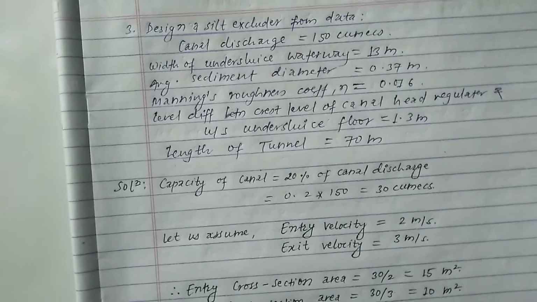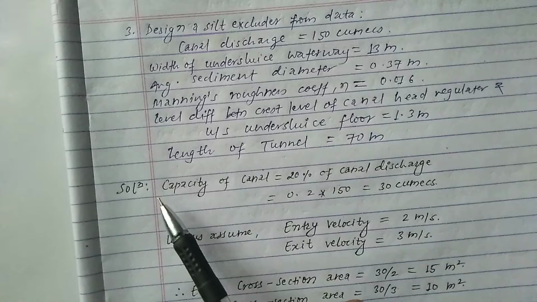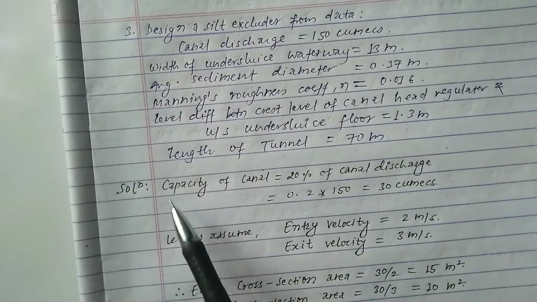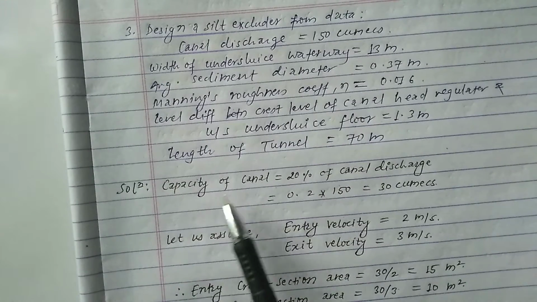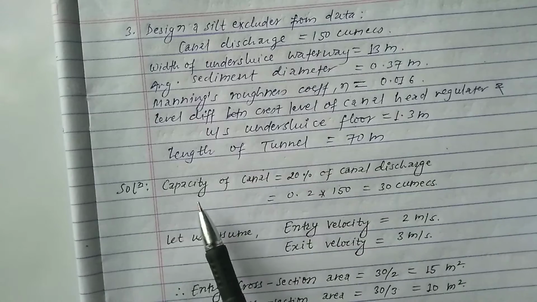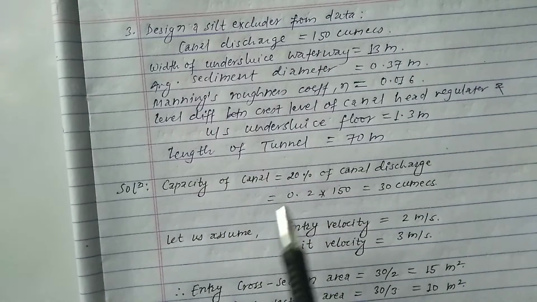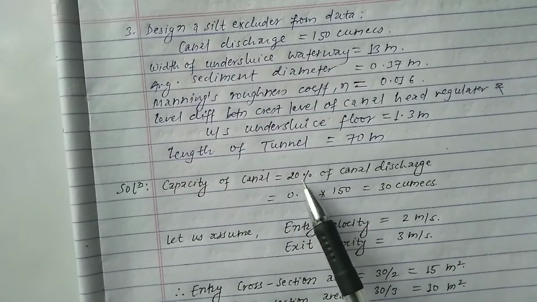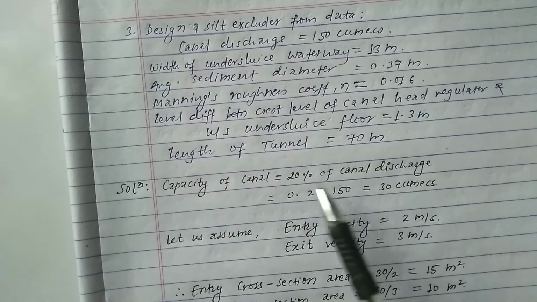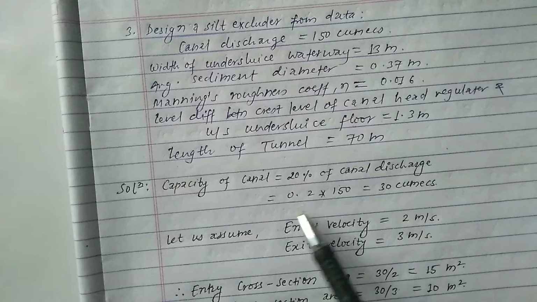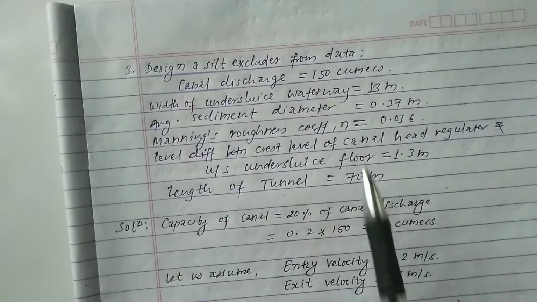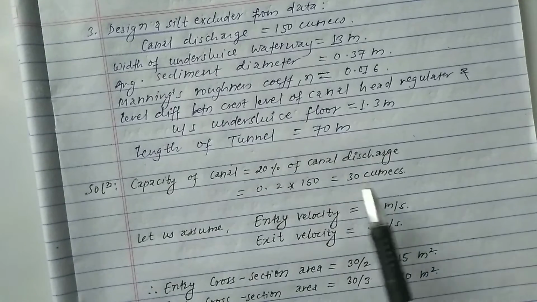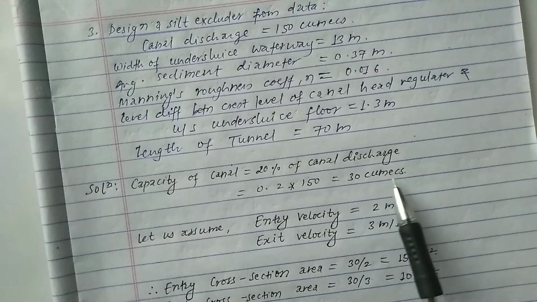In the solution, the very first step is to calculate the capacity of canal. The capacity of canal is always taken as 20% of the total canal discharge. So we take 0.2 into the canal discharge, which is already given in the question as 150. So this value becomes 30 cubic, and the capacity of canal becomes 30 cubic.